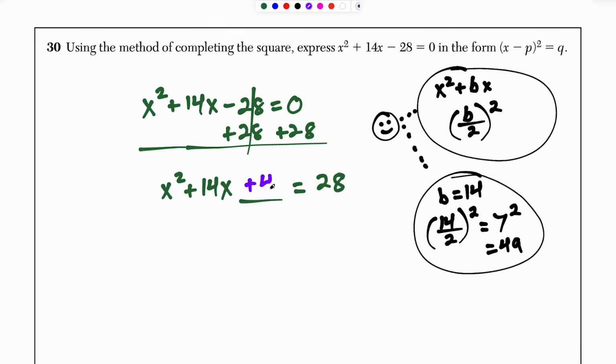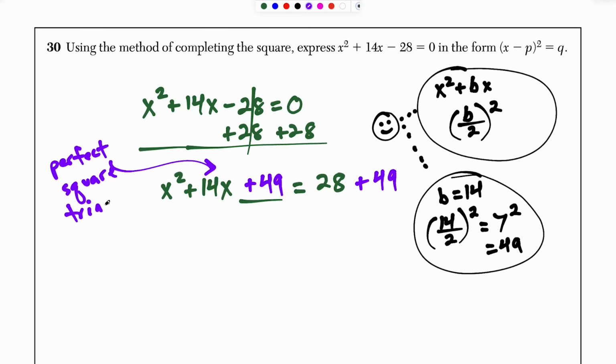And this is called completing the square because if we do this correctly, the left side should be what we call a perfect square trinomial. Okay, so it becomes a perfect square trinomial. You don't actually have to write this at the Regents.